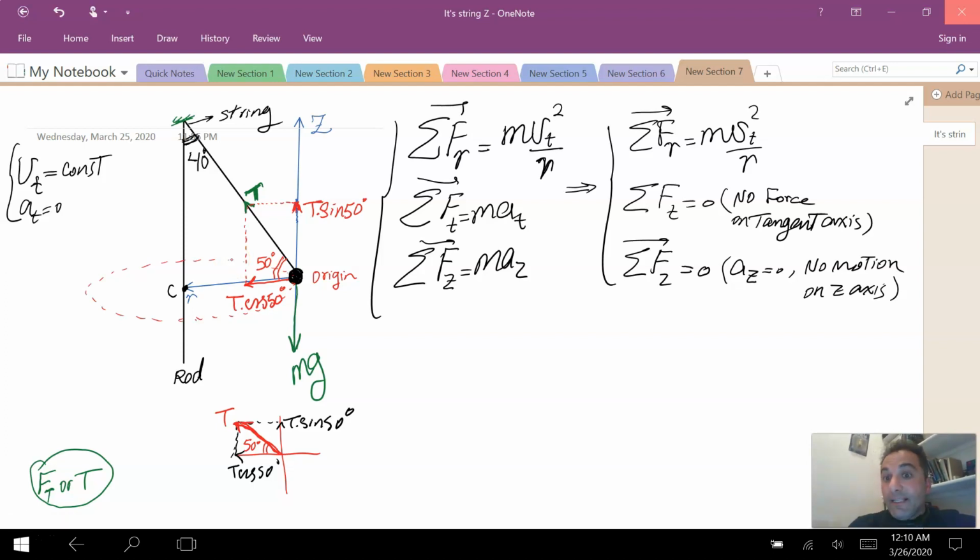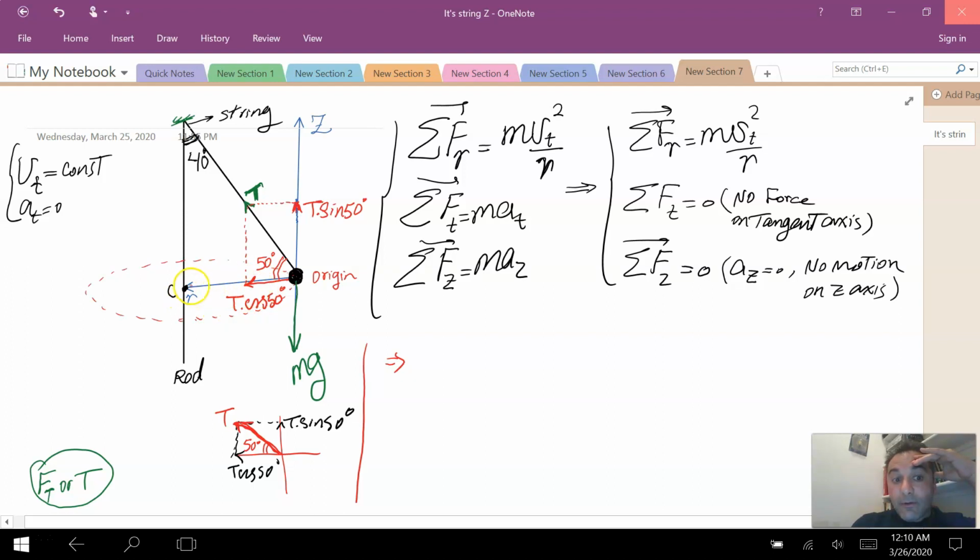Now we will apply these three things. Okay, let's apply it. Pay attention here. R is the radial axis. So any force toward the radial is positive. Okay, look guys, how many forces do you see on the radial axis? How many forces? Just one. You see only one arrow.